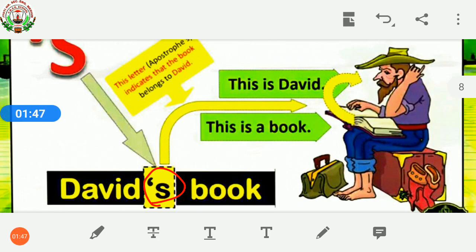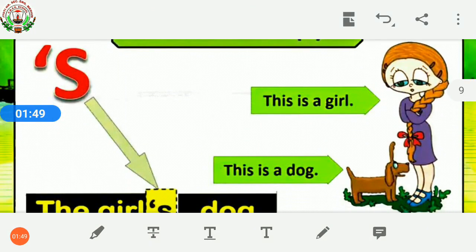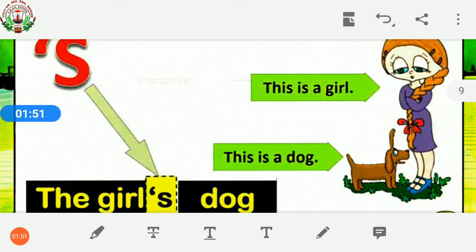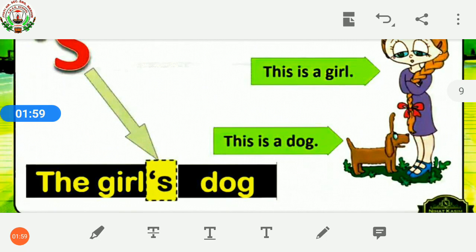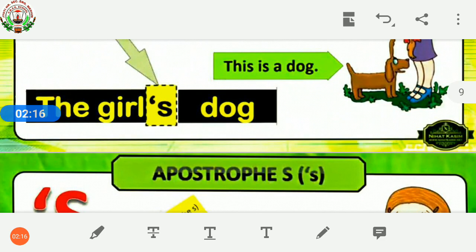David's book. In the next example, this is a girl. This is a dog. Again, we can understand from the picture that the dog belongs to this girl. So, apostrophe S has been added after girl to indicate that the dog belongs to the girl. Here, girl is the owner of this dog. So, apostrophe S helps in showing the ownership or position of noun.